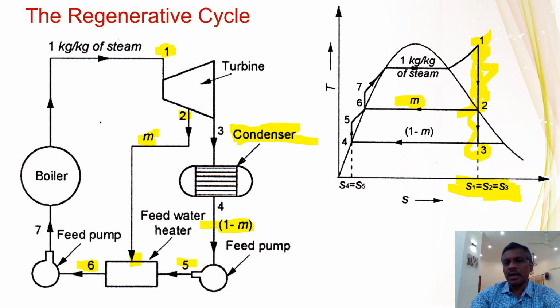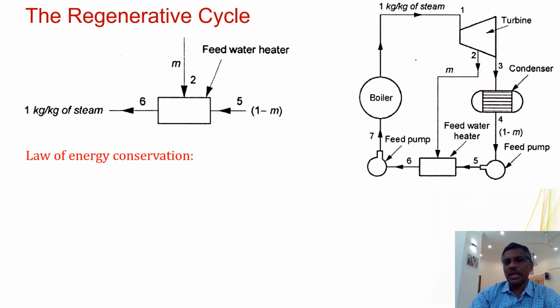This is a schematic diagram of a regenerative cycle. It is always good to remember the TS diagram and HS diagram for these cycles. So let us see how the energy conservation is done in the feed water heater, because our point is the regenerative cycle, the regenerator or the feed water heater. You can see m kg is bled from the turbine, 1 minus m kg is coming from the condenser, and again here 1 kg goes back to the boiler or the feed pump.